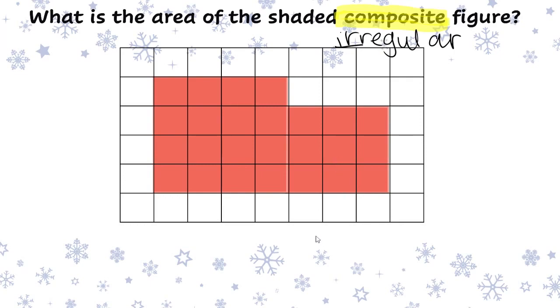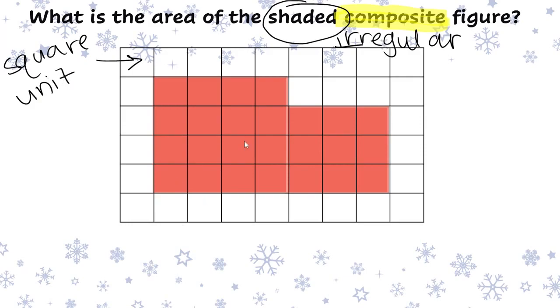The second thing that is super important is it says what is the area of the shaded figure, okay? So I see a lot of square units. Remember, each of these little squares is called a square unit, okay? So I could count every single square here and find the area, but that's not what this question is asking me to do. It's only asking me to find the area of the shaded composite figure. So that means only the ones that have been colored in.